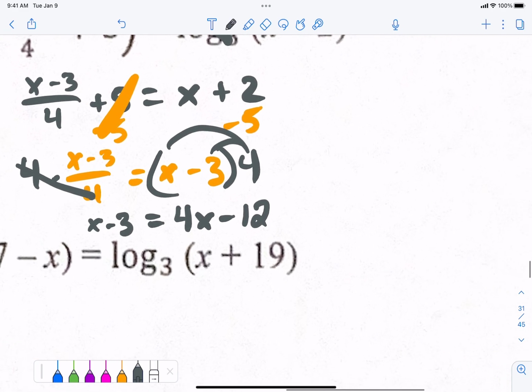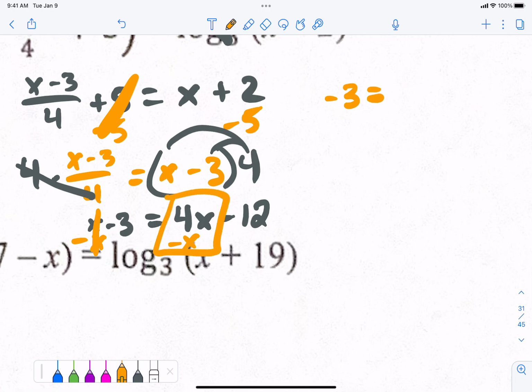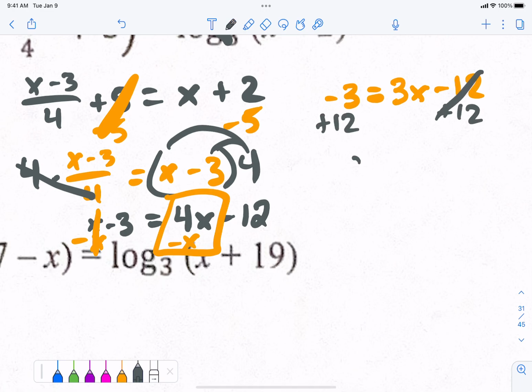Then what? Work on the x first. 4x minus x is 3x, minus 12. Then move the 12: plus the 12 on both sides. So 9 equals 3x, and then divide by 3.